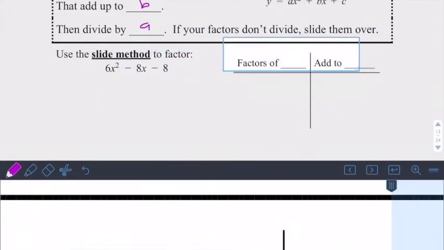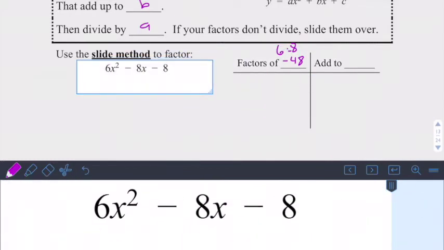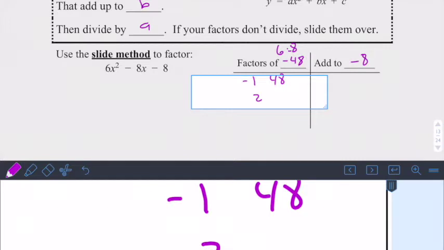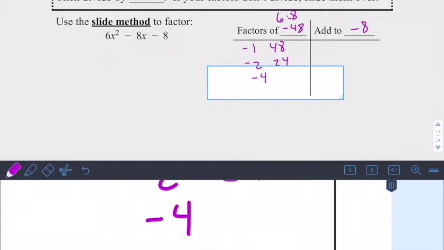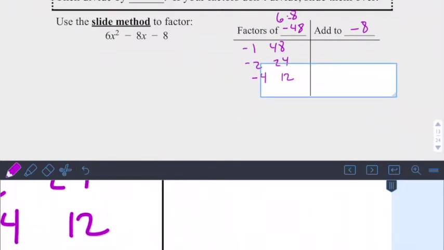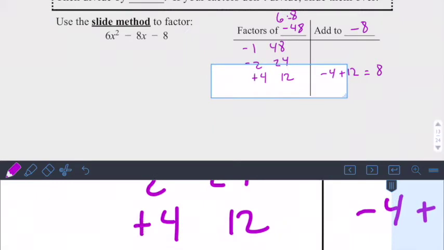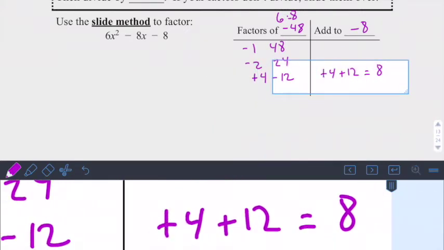So factors of ac, so factors of 6 times negative 8, which is negative 48, that add up to b, which is negative 8. So I could say 1 and 48. That one's not going to work. 2, and remember one of them's got to be negative. Negative 2 and 24, that's not going to work. I'm going to try negative 4 and 12. Well, that's going to work. Negative 4 plus 12 equals 8. Oh, so I need to switch them. So I want positive 4 and negative 12. That will give me negative 8.